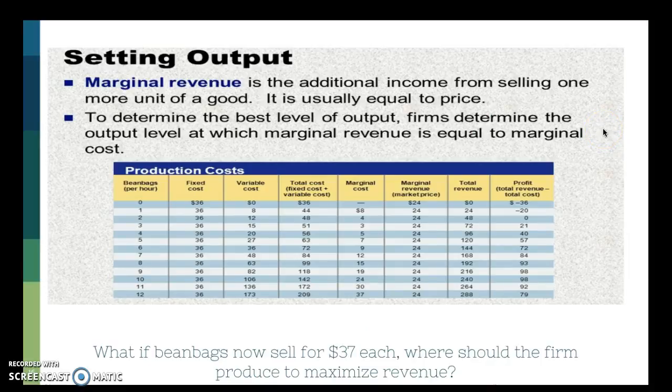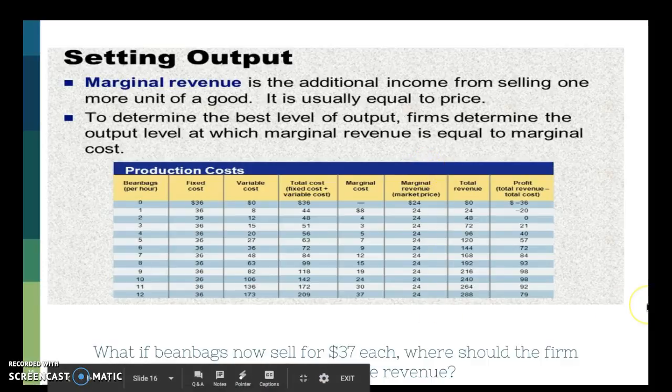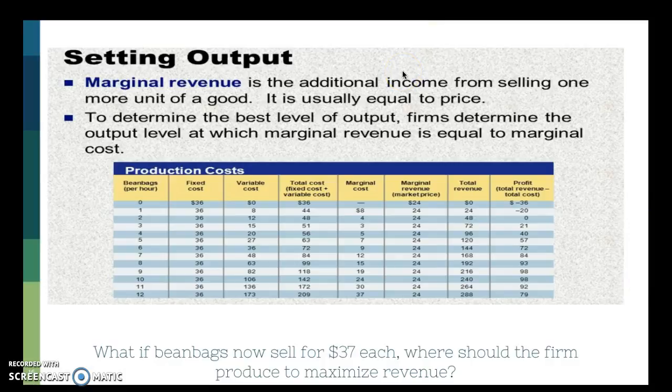Now what if bean bags are selling for $37 each? So this column now would become 37. Where should a firm produce to maximize revenue? So again, look for that place where your marginal cost is equal to the marginal revenue of 37. And that would be your answer for number 2. How many bean bags per hour should this firm produce to maximize its revenue? Question number 2 right here.